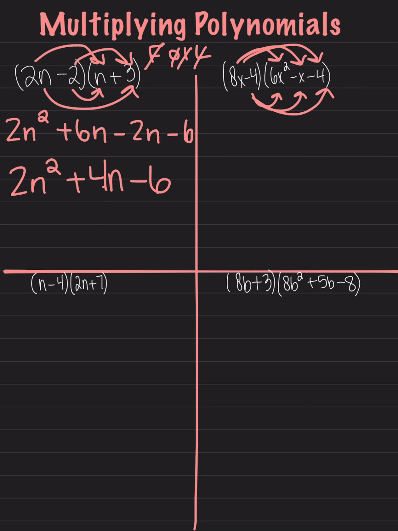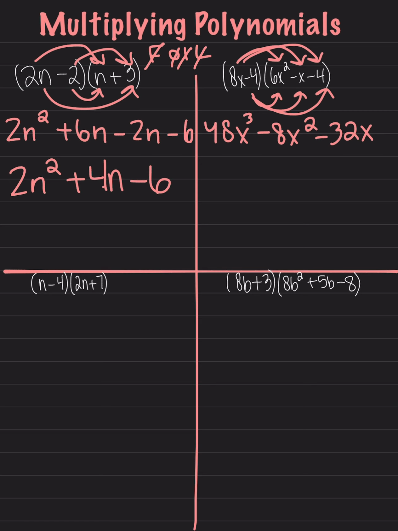Starting off, we have 8x times 6x squared, which is 48x cubed. Next, we have 8x times negative x, which is negative 8x squared. Next, we have 8x times negative 4, which is negative 32x.